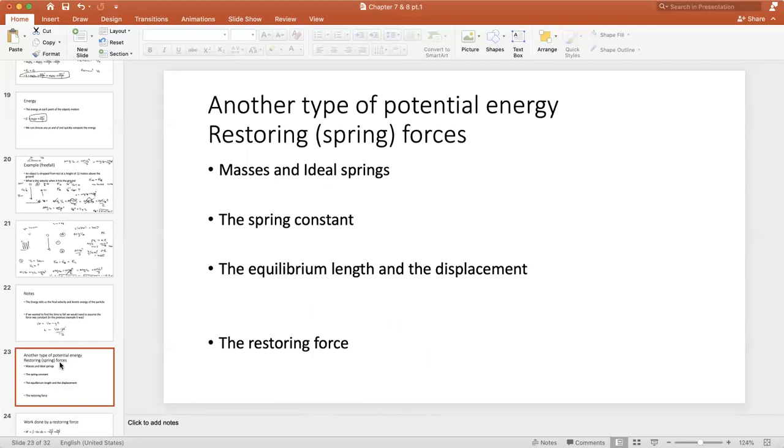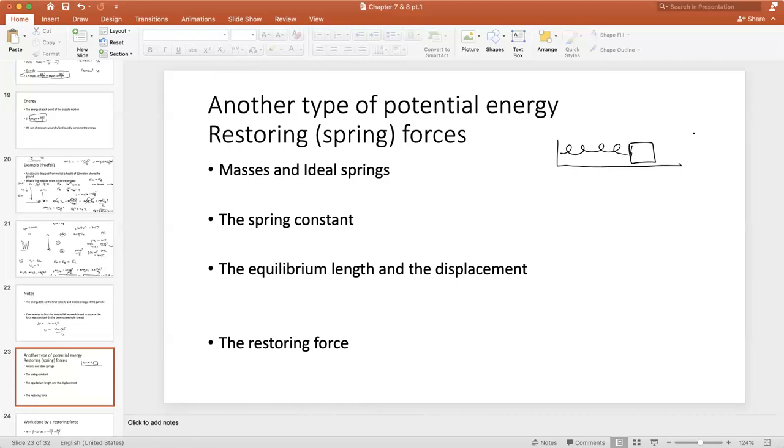The other type of potential energy, and this is a little bit harder. This is for an object on a spring, either attached or not attached. So there's really two different cases here. And we're only going to talk about ideal springs. And what that means is that for an ideal spring, you have a mass attached to it. It's attached to a wall, frictionless surface.